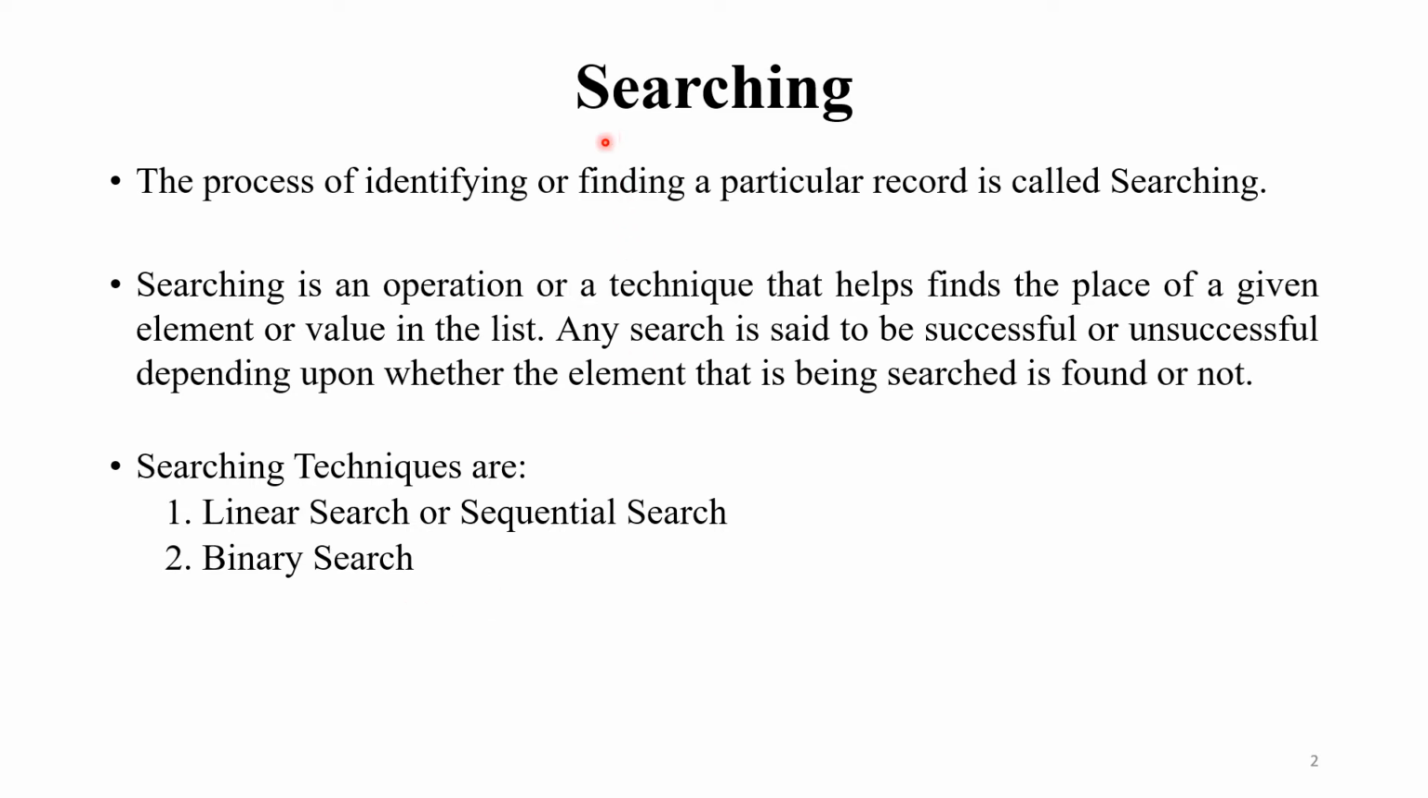So what is searching? The process of identifying or finding a particular record is called searching. Searching is an operation or a technique that helps find the place of a given element or value in the list. Any search is said to be successful or unsuccessful, depending upon whether the element that is being searched is found or not. So all of you clear this, what is searching? Searching is finding a particular record.